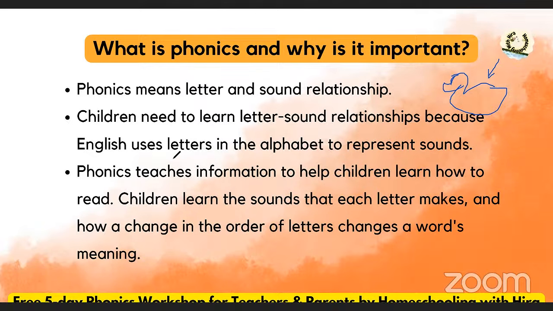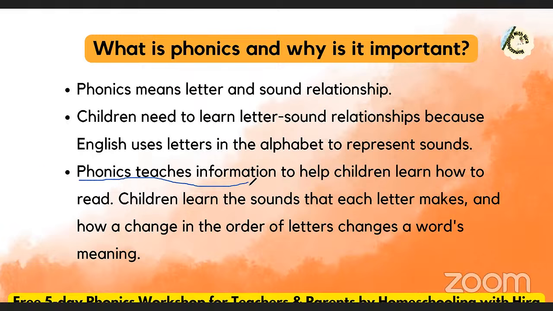Similarly, in English, we have letters like A, B, C, D, okay? And they have their sounds that we are going to learn when we do our classes. This is a fun way to begin your classes, but also an effective one. Okay? Then we teach phonics.